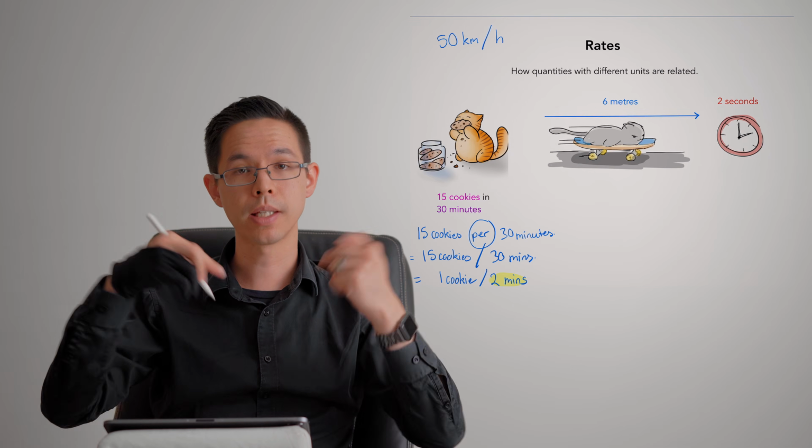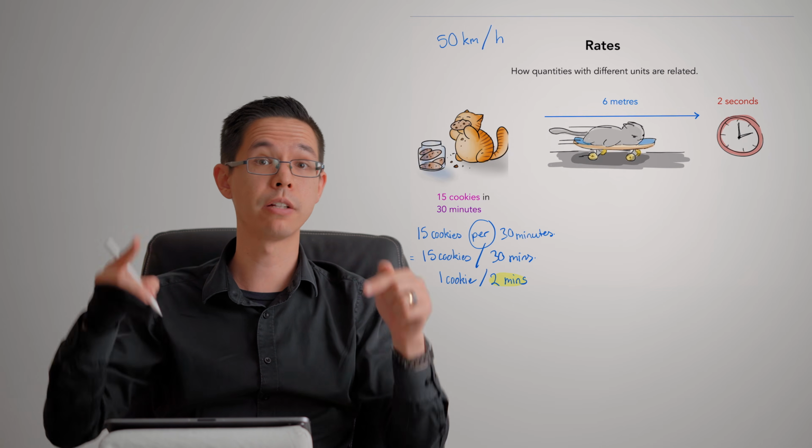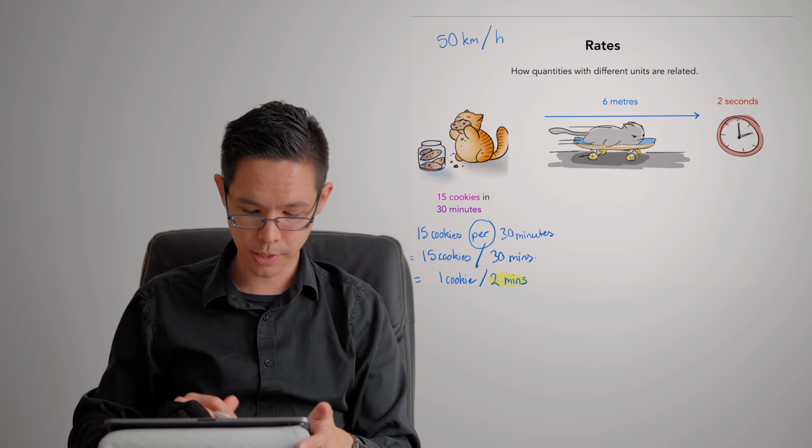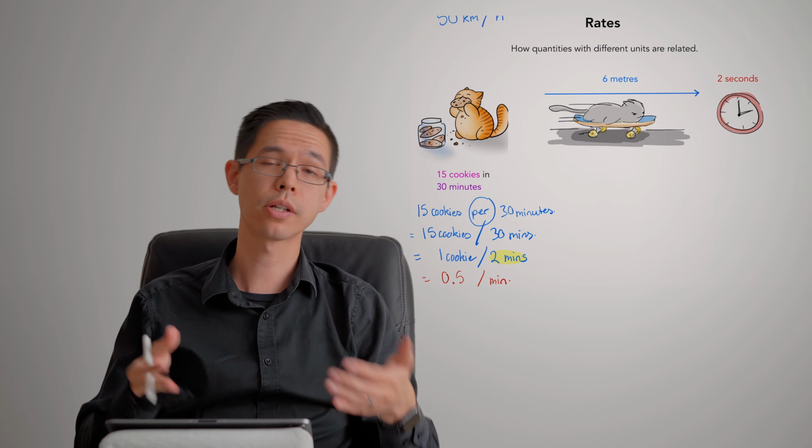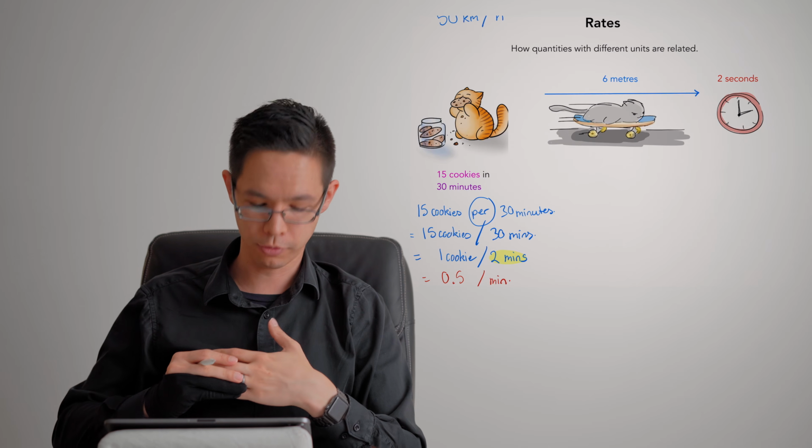We can use the same thing here, but we're looking at minutes. So if I divide them both by 2, to make it even simpler, well, I'll get half a cookie per minute. And that's how I show the rate at which the cat has been munching down cookies.